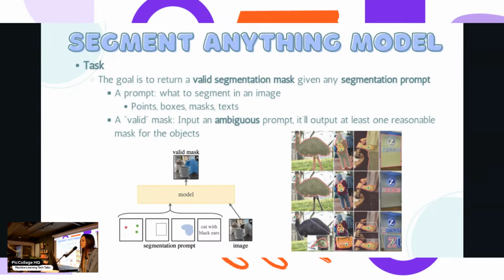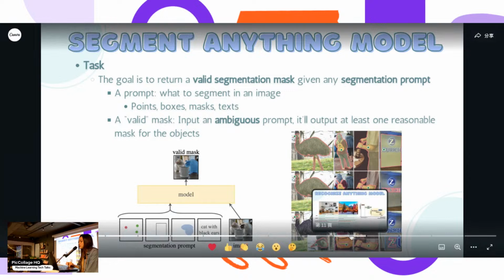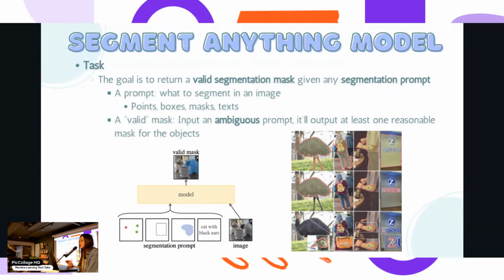What does a valid mask mean? It means that if we input an ambiguous prompt, it will output at least one reasonable mask. So ambiguous means, for example, here we have this green input point, and the mask might be a whole person, or just the bag including this green point, or just this pocket including this green point. So the green point is an ambiguous prompt. So any of these three output masks is a valid mask.